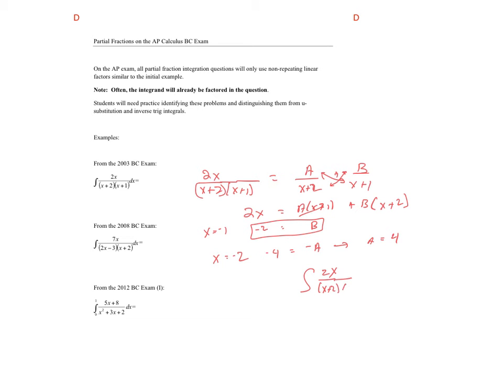So then my integral for this question started off as 2x over x plus 2, x plus 1 dx. And now we're going to switch it around. I've got 4 over x plus 2 plus -2 over x plus 1 dx. And then I can integrate that with my natural log. So that is your process for all of these here.